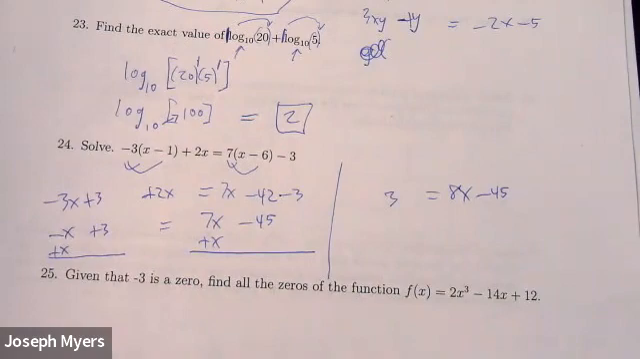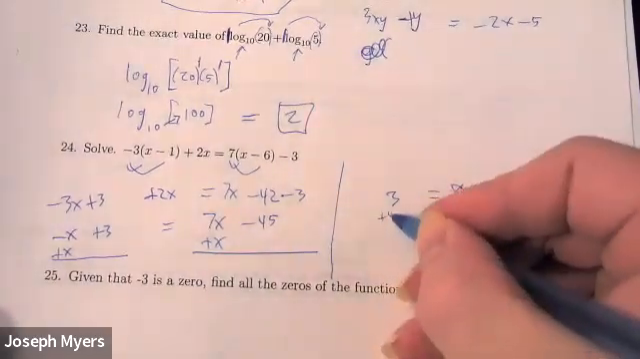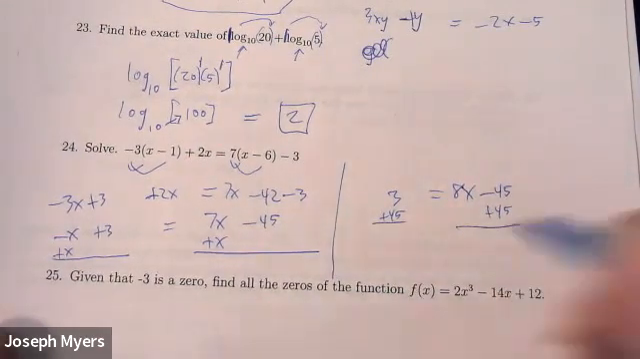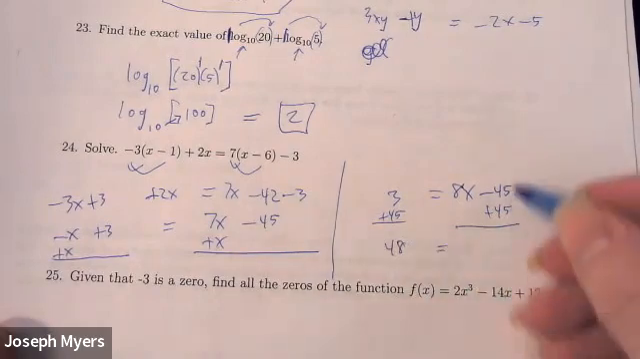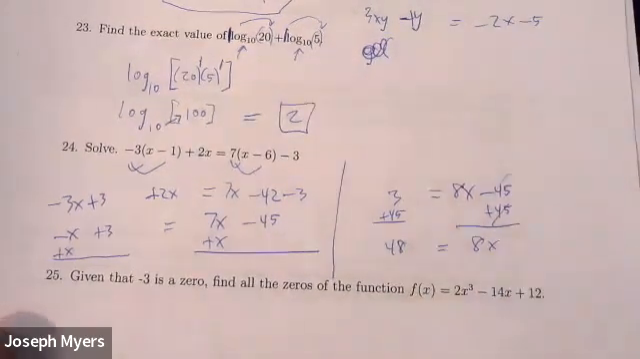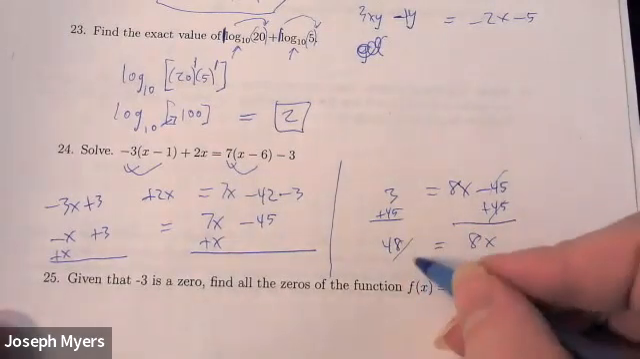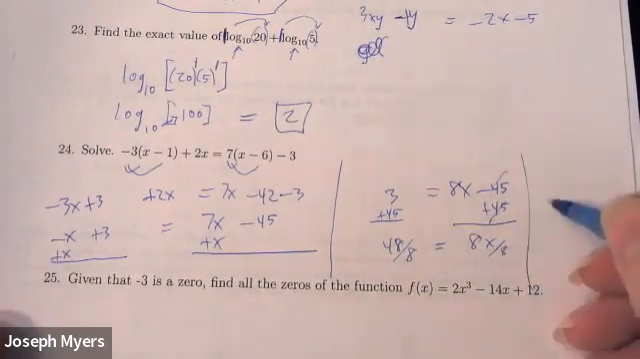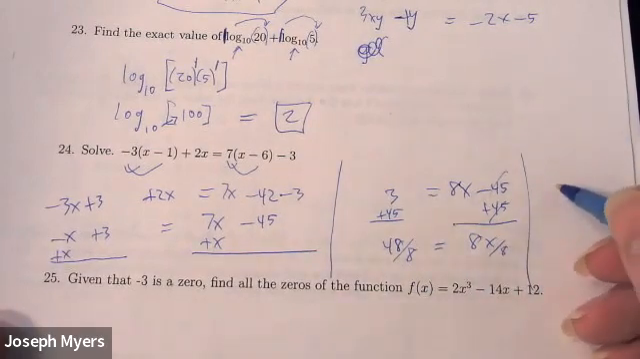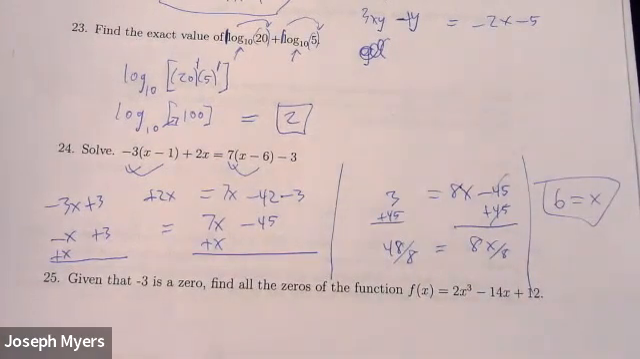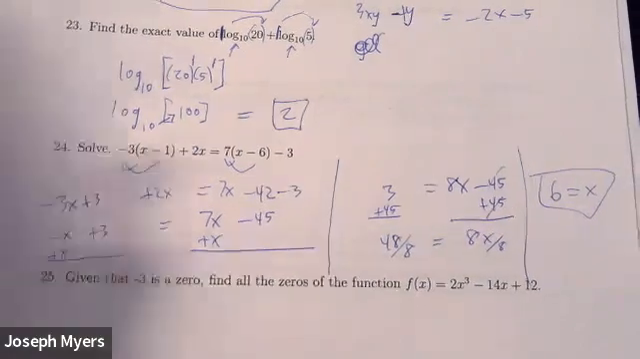Then what do I do next to get x more by itself? Add the 45. Add the 45, correct. And then what's 3 plus 45? 48. And then that cancels out. So 48 equals 8x. And what do I do to get x by itself? Divide it by 8. And what is 48 divided by 8? So 6 equals x. There we go. Perfect. Amazing.